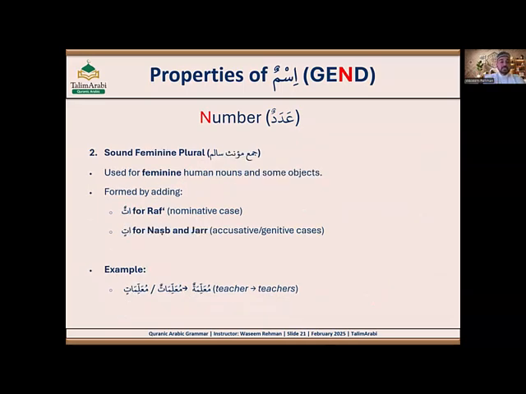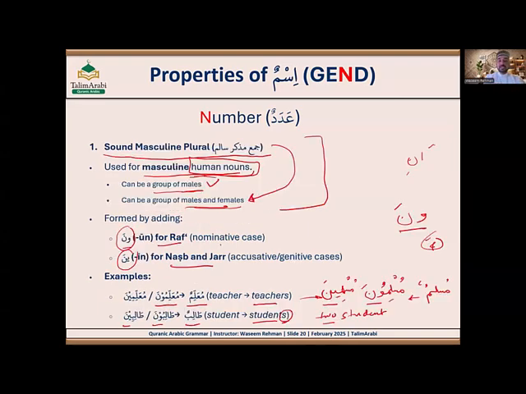Now jam' muannas salim, the sound feminine plural, for female nouns. This is basically used for feminine human nouns and also some objects. Some objects fall under this category, but the majority of the ism would be human ism. In the previous pattern, there is no object; it is only for human. There is no way that you will put an object on the una and ina pattern.